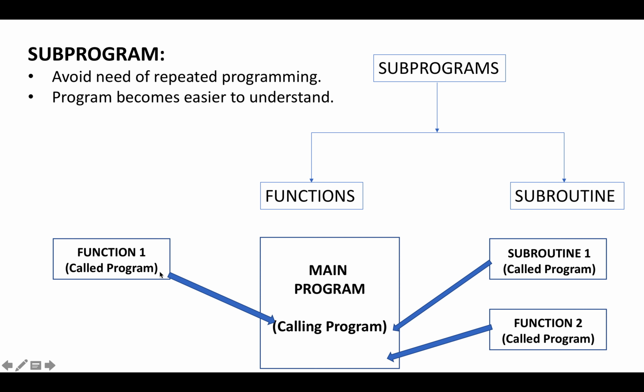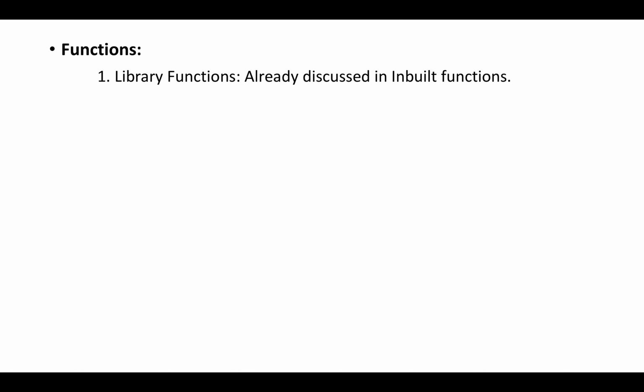Also, one function can be called into another function, or in general one subprogram can be called into another subprogram multiple times. A function can call a function, a function can call a subroutine, and a subroutine can call a function as well. Okay, to begin with we have functions. They are of different types. The first one is library function. We have already discussed the inbuilt functions of Fortran in previous videos.